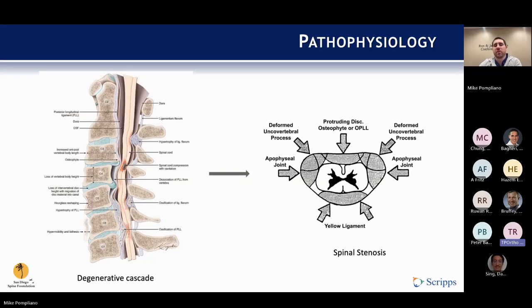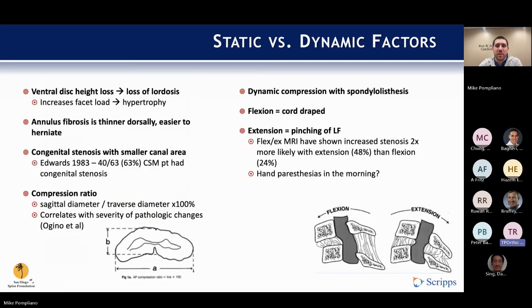So looking at different factors that can result in the stenosis, there's both static and dynamic factors. Static factors are most of the ones I just described. So things like disc height loss, which typically occurs ventrally first, can lead to a loss of the typical cervical lordosis, and can also cause secondary changes through increasing the facet load, leading to facet hypertrophy and arthropathy. The annulus fibrosus is also thinner dorsally, making it easier to herniate in a more at-risk area with the spinal cord. And then you can get some patients with congenital stenosis or a smaller canal area than typical.